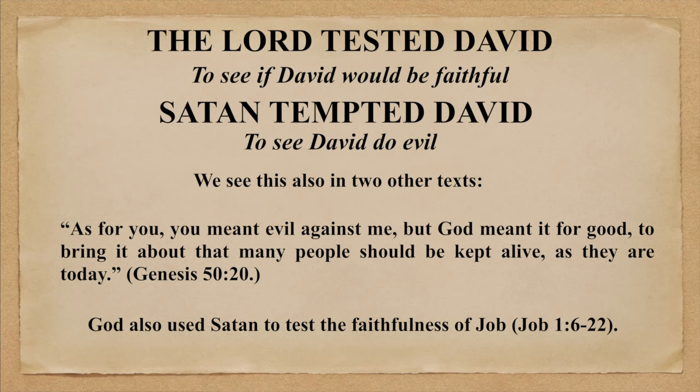This can be clearly understood if one compares the motives of Joseph's brothers and the Lord's motives. As we read in Genesis 50:20, "As for you, you meant evil against me, but God meant it for good, to bring about that many people should be kept alive as they are today." And we see this in the book of Job as well. Read the book of Job.